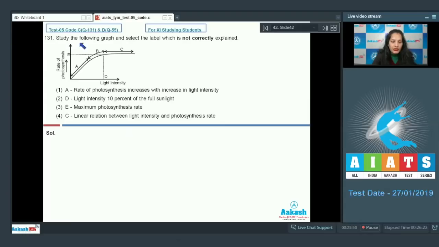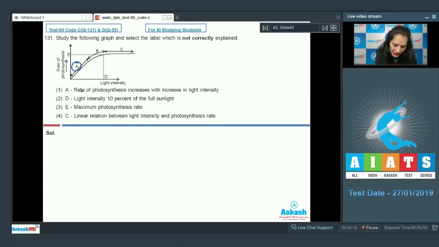Question number 131. Study the following graph and select the label which is not correctly explained. First option A, rate of photosynthesis increases with increase in light intensity. Second, D, light intensity at 10% of the full sunlight. Third, E, maximum photosynthesis rate. Fourth, C, linear relation between light intensity and photosynthesis rate. You have to choose the incorrectly explained option.